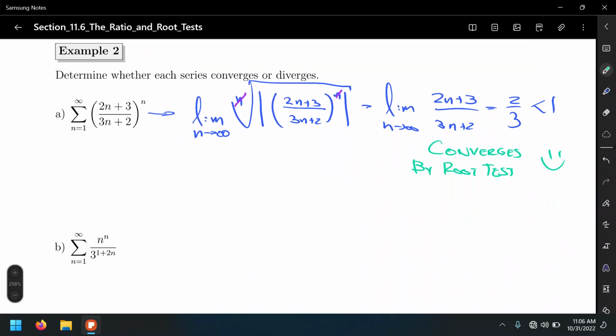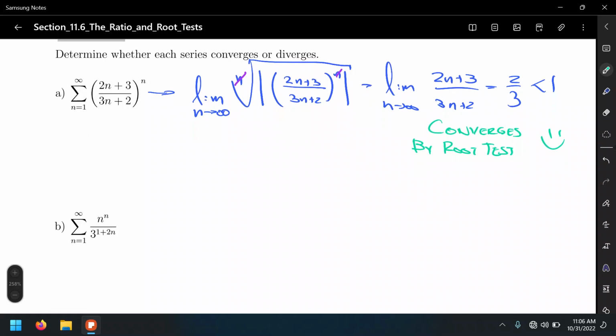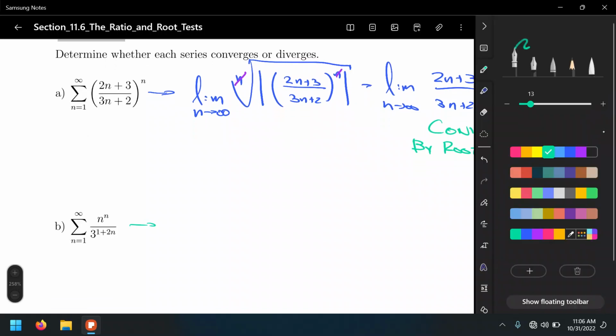Letter B. Sigma n equals 1 to infinity of n to the n power divided by 3 to the 1 plus 2n. Notice everything pretty much is in terms of n powers, so that's why you want to use the root test to cancel out those n powers, right? So let's set it up. That's a limit of the nth root of the absolute value of n to the n over 3 to the 1 plus 2n.